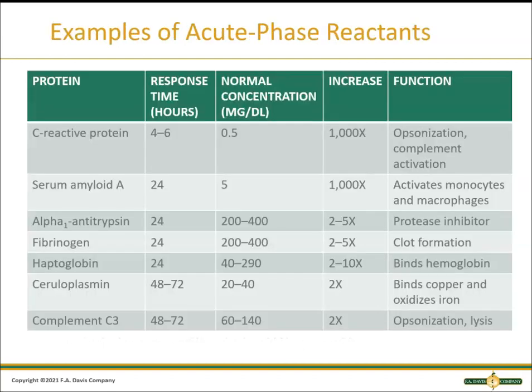So some examples of the acute phase reactants that are out there. C-reactive protein, CRPs, which we'll be doing in lab. Serum amyloid A, alpha-1 antitrypsin, fibrinogen, haptoglobin, ceruloplasmin, and complement C3. Now, you really don't need to know the response time per se, but you can see they're all pretty quick. CRP is the fastest, of course. And the concentration, that's not important. And you can see that they increase a pretty hefty amount.